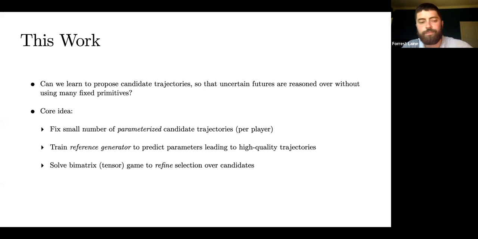high quality trajectories. So what this means is we might parameterize the trajectories by the goal location, as we did in that previous example. And so we are basically going to train some generator to predict those goal locations. Although the idea is a little bit more general than that. We don't have to parameterize the trajectories by the goal locations. We can parameterize them by anything we choose. And then the result is we're going to solve this bimatrix game, which is going to tell us which of those trajectories that we generated should actually be chosen.